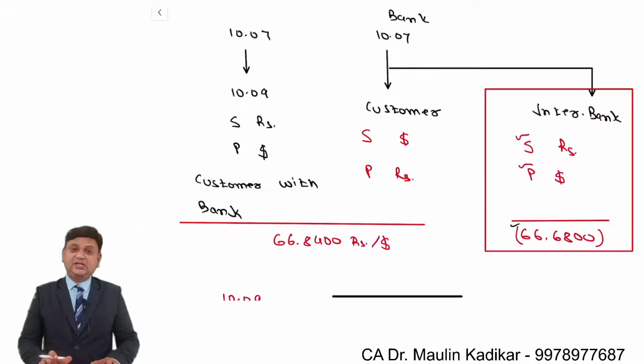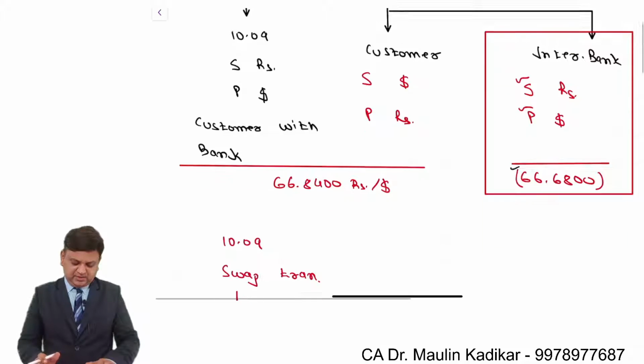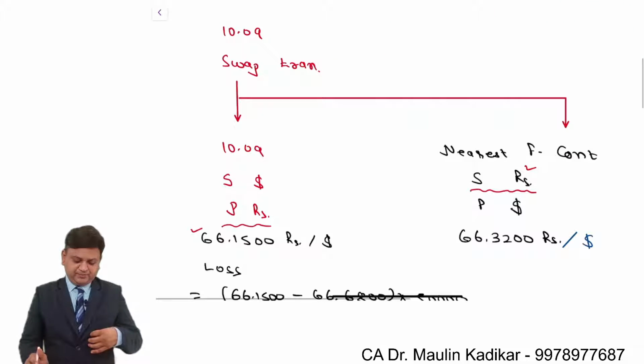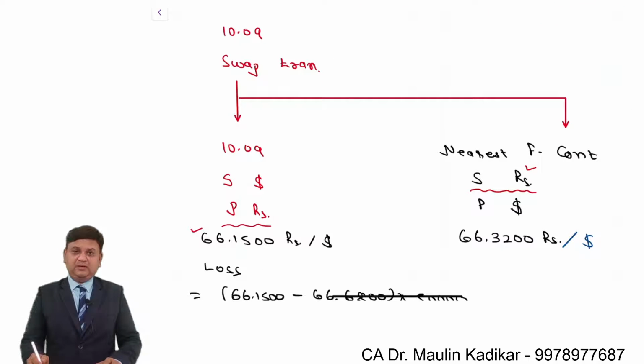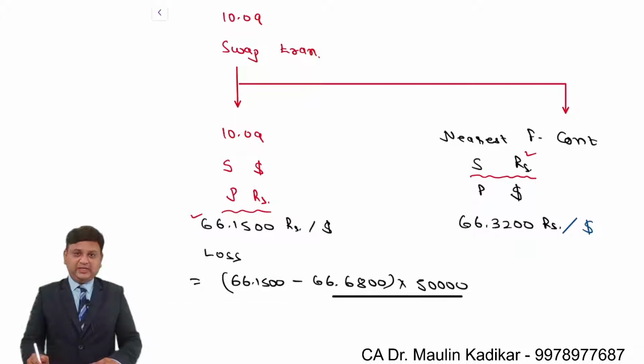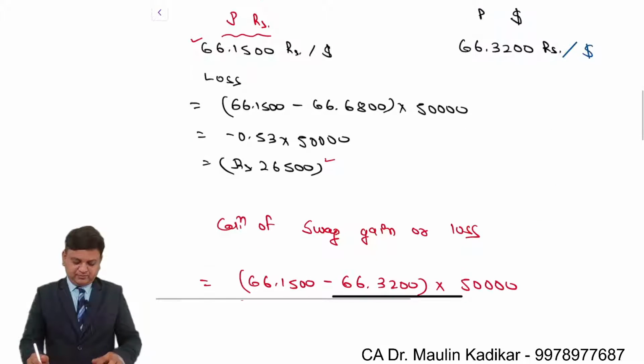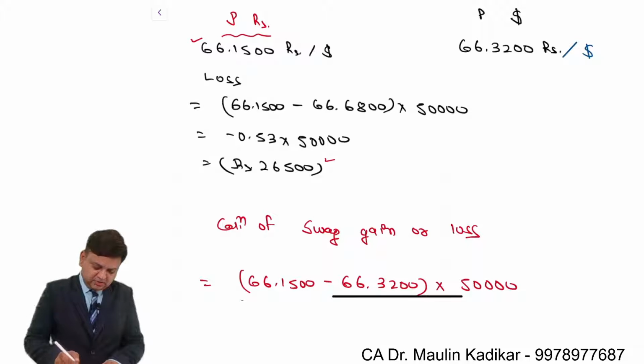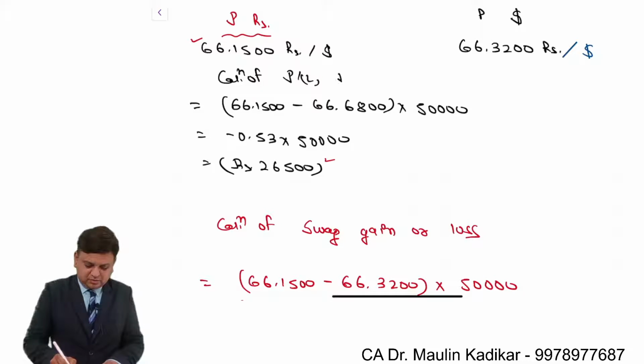This is initially understanding the timeline of the transaction. On 10th of September, this is the swap transaction. Of course, you have to write that. So this is the calculation of profit or loss to bank for swap transaction.